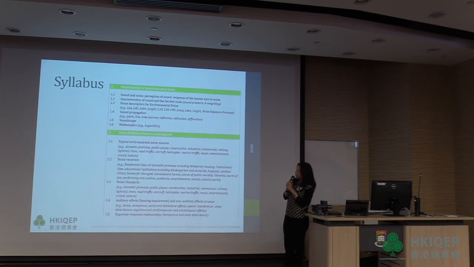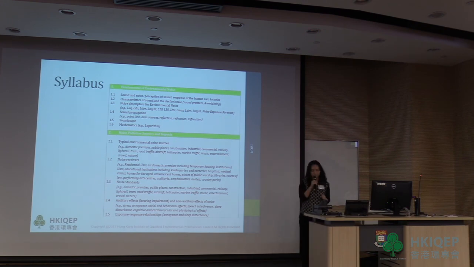The second part, the noise pollution sources and impact, will cover the typical environmental noise sources in Hong Kong, the definition of noise receivers, and the noise standards, which is very important because you need to understand the legislation and how we interpret and implement those requirements. It also covers the auditory and non-auditory effects of noise and exposure-response relationships, which relate to annoyance and sleep disturbance caused by excessive noise levels.